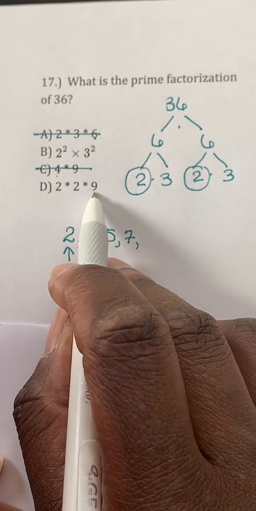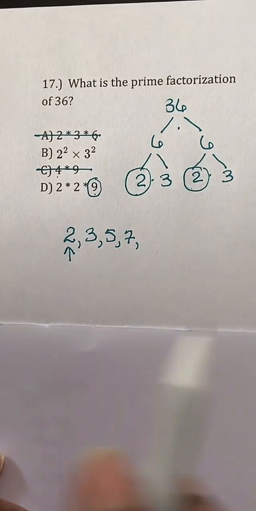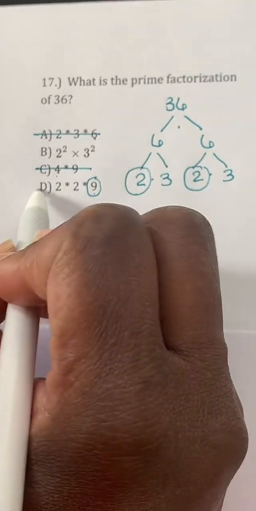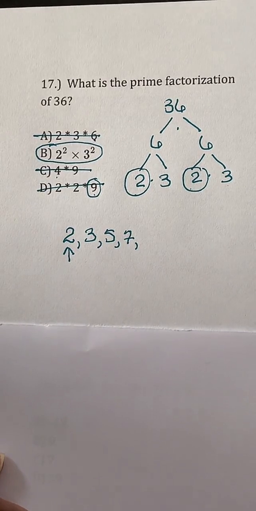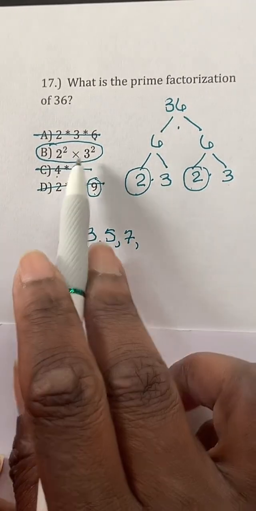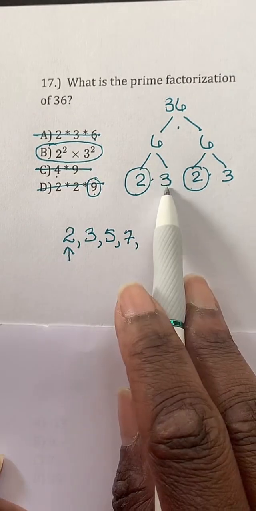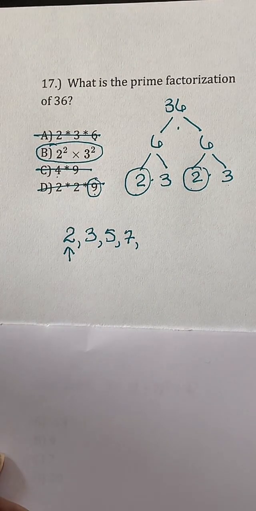The same thing for D, because 9 is not a prime number, because 3 times 3 can also give me 9. Boom. So your answer is actually going to be B. See 9? Okay. The reason why that 2 is squared, because I got 2 2s. The reason why that 3 is squared, because I got 2 threes. That's why B is going to be your answer.